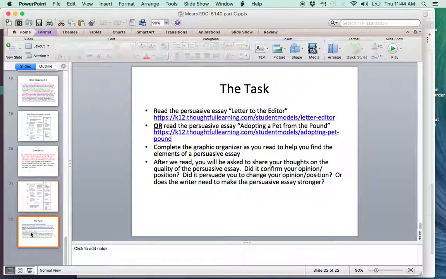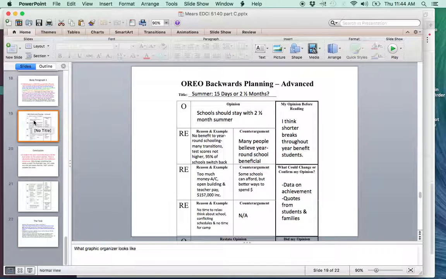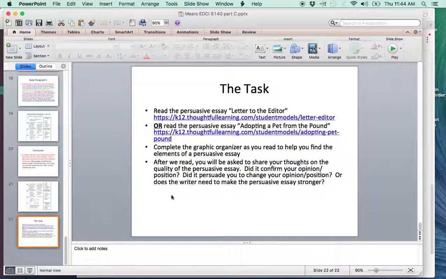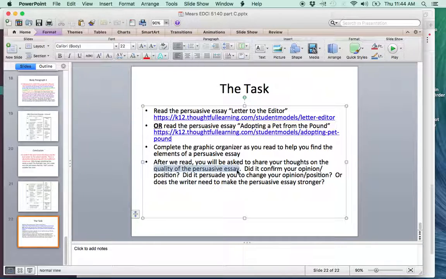Your job is going to be to choose either letter to the editor or adopting a pet from the pound. Both of these are persuasive essays. You are going to complete the graphic organizer you just saw me use, this Oreo graphic organizer. And then you need to be able to talk about the quality of the persuasive essay. Did this essay confirm your opinion or position? Or did they persuade you to change your opinion or position?